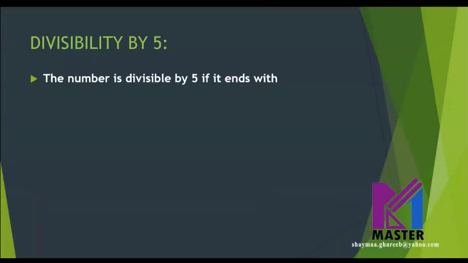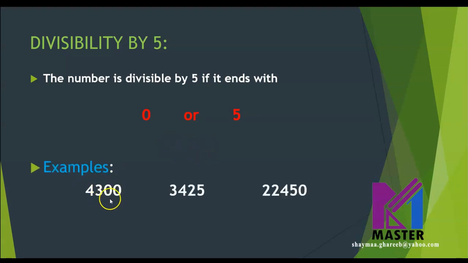Divisibility by 5. The number is divisible by 5 if it ends with 0 or 5, which means the digit in the units or the ones place is 0 or 5. Let's see examples. We have here a 4-digit number. The digit in the ones place is 0, as you can see here, so this number is divisible by 5. And in the units place here, there is 5, then 3,425 is divisible by 5. And also we have 22,450, which ends with 0 in the ones place, so this number is divisible by 5.